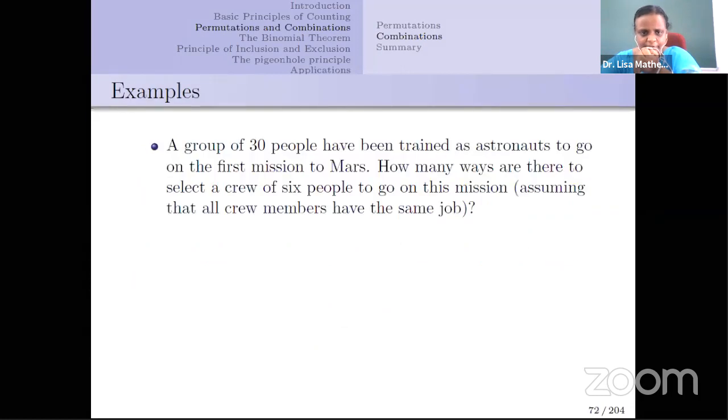A group of 30 persons have been trained as astronauts to go on the first mission to Mars. How many ways are there to select a crew of 6 people to go on this mission, assuming that all crew members have the same job?